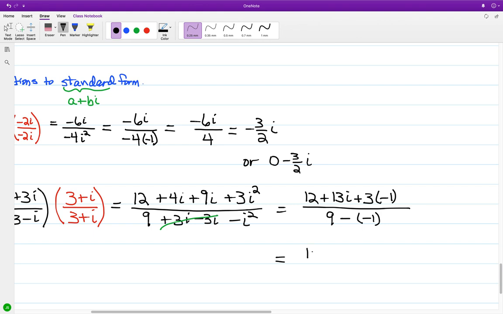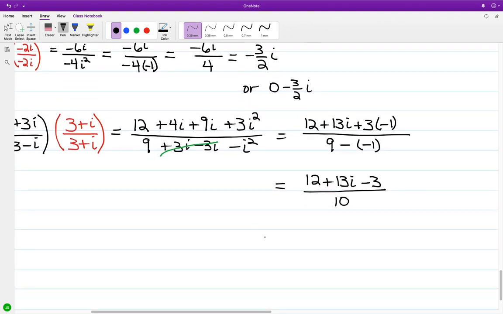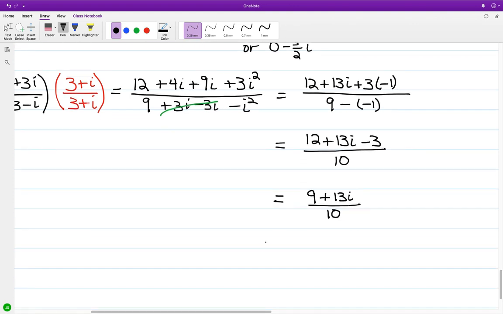Now we'll just move down here, so you have 12 plus 13i minus 3. 9 minus negative 1 becomes 10. And we have 12 minus 3 is 9, plus 13i over 10. Now, in a lot of situations this would be a final answer, but if I'm looking at it explicitly in terms of standard form, I'm going to break up this expression into distinct terms. So for a, I'm going to have 9/10, and for the representation of bi, that's going to be plus 13/10 of i.